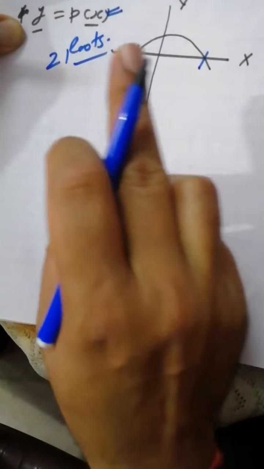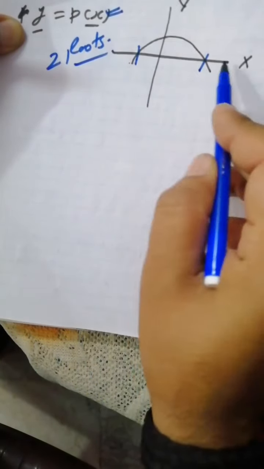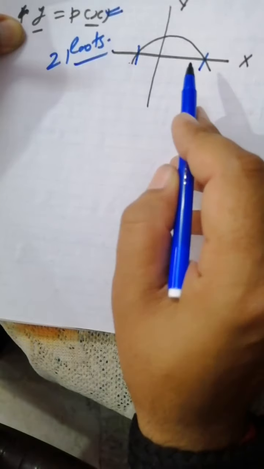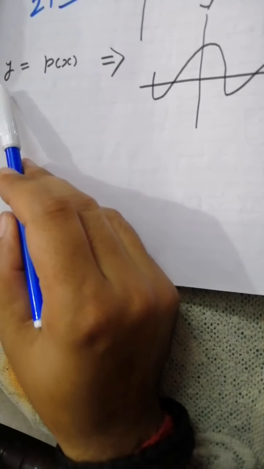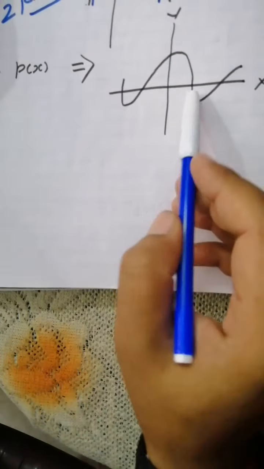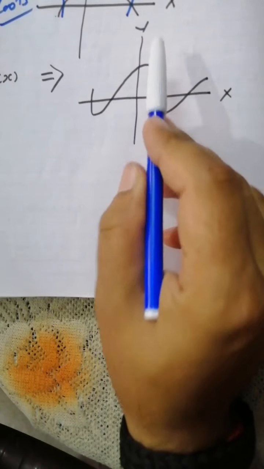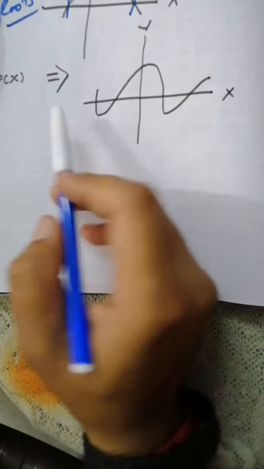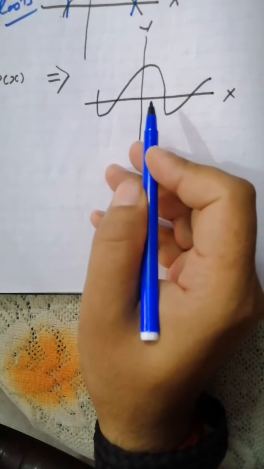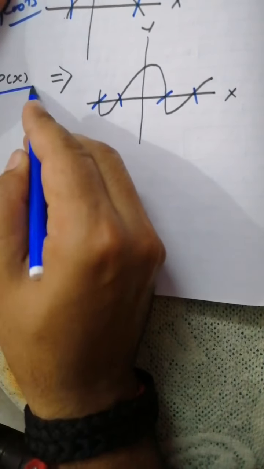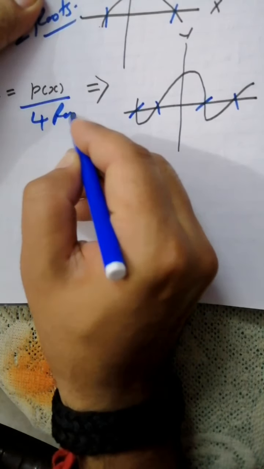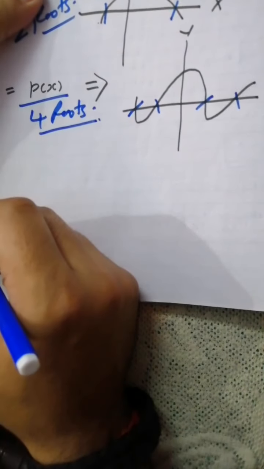If any polynomial or any curve cuts the x-axis at some points, then these points are called the roots of the equation. Now one more example, it is written y equals p(x). Here you can see it is the x-axis, it is the y-axis, and we have to find the number of zeros. So here we can see that this curvilinear path cuts the x-axis at these 4 points. So this polynomial has 4 roots. This is the condition to find the roots.